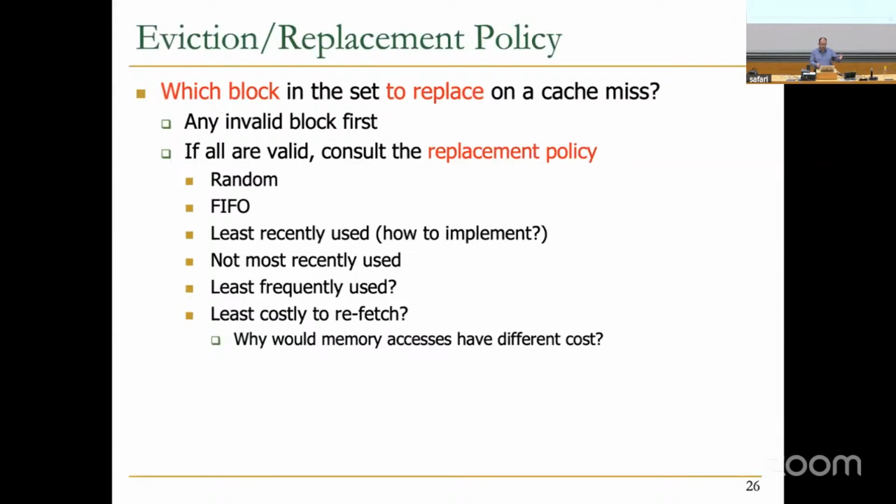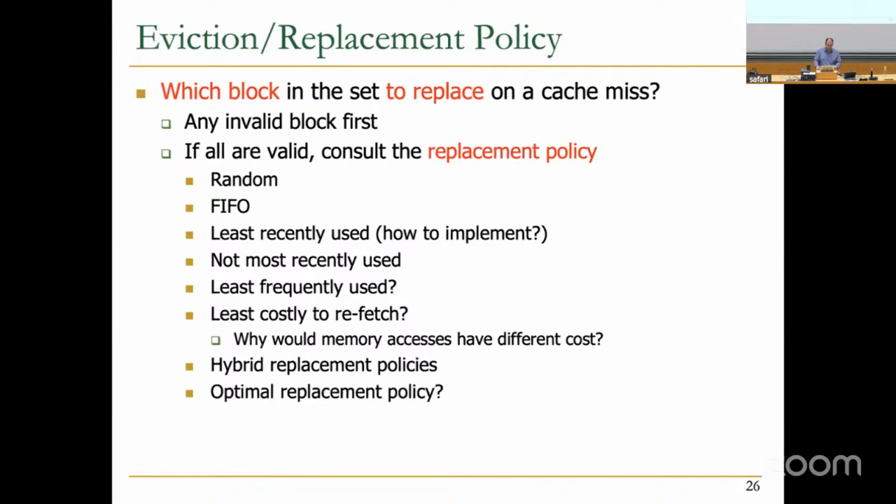Or I'm going to fetch it from the main memory. Main memory has longer access latency, so the cost you're paying for refetching is going to be higher. Sometimes you should also consider that in order to have better performance. You can also think of a hybrid replacement policy. Remember that we used hybrid branch predictors. You can also think of combining these different replacement policies in order to make a better technique.